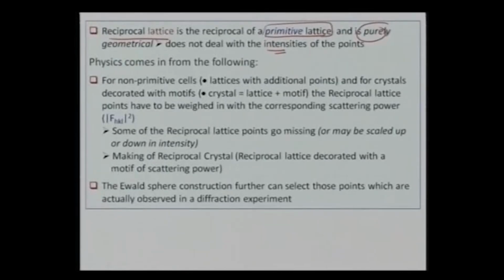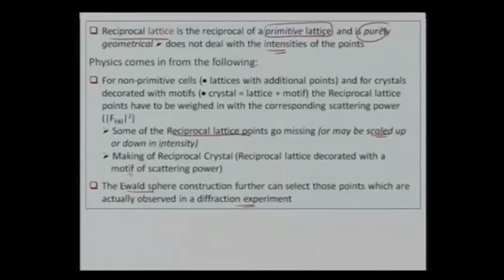It might also happen that some reciprocal lattice points go missing, or they can be scaled up or scaled down in terms of intensity, or they can have a decoration of some motif, depending on the scattering power. And the Ewald sphere construction can further select those points which are actually observed in a diffraction experiment. So it is a probability whether it will come or not; it totally depends on the scattering power of a particular plane or a particular element or atom which is present there.